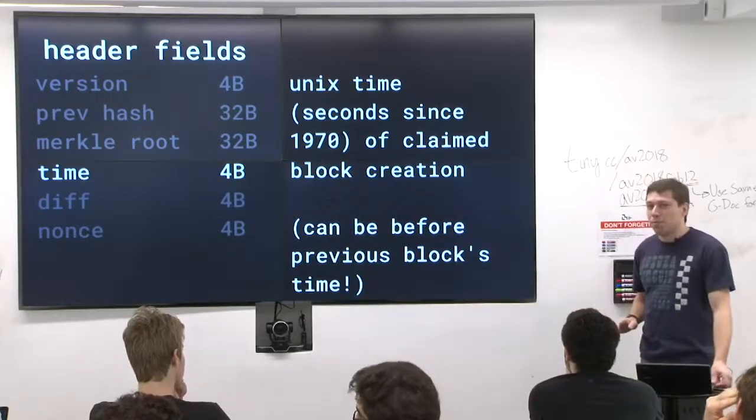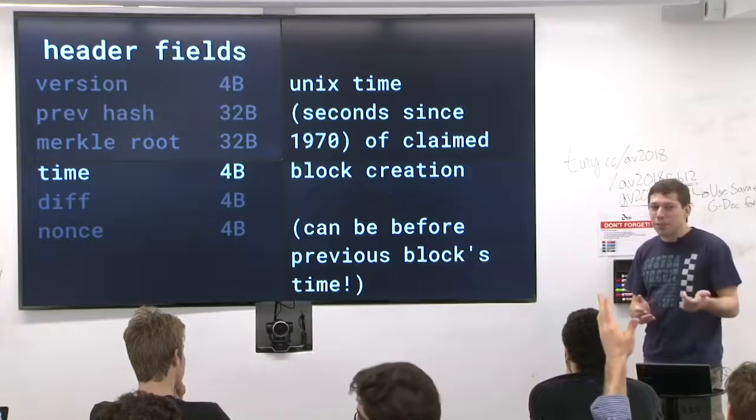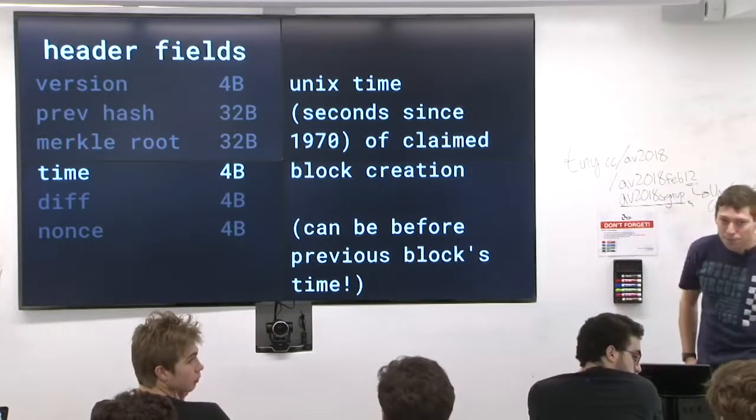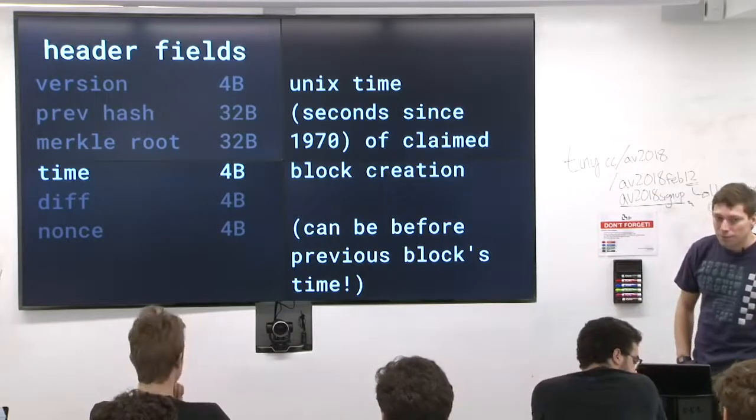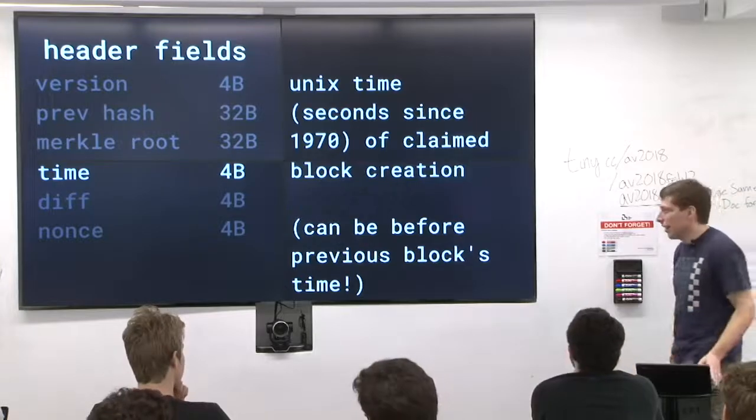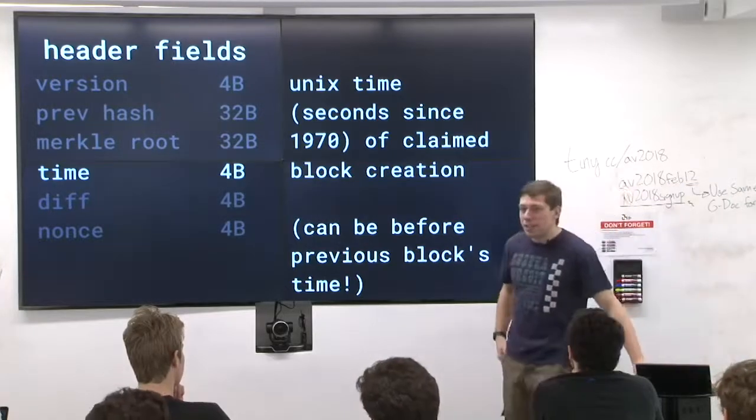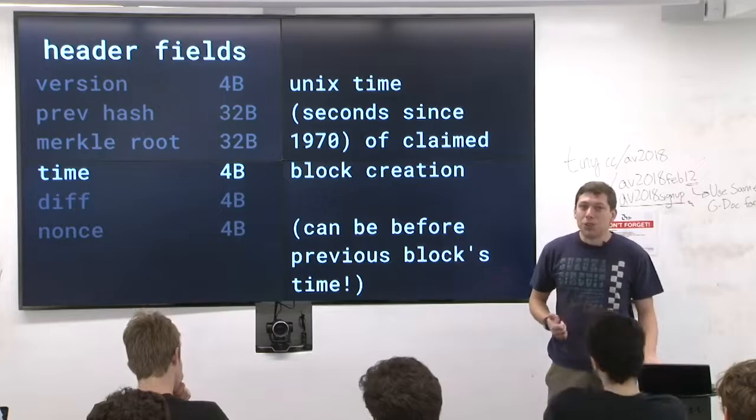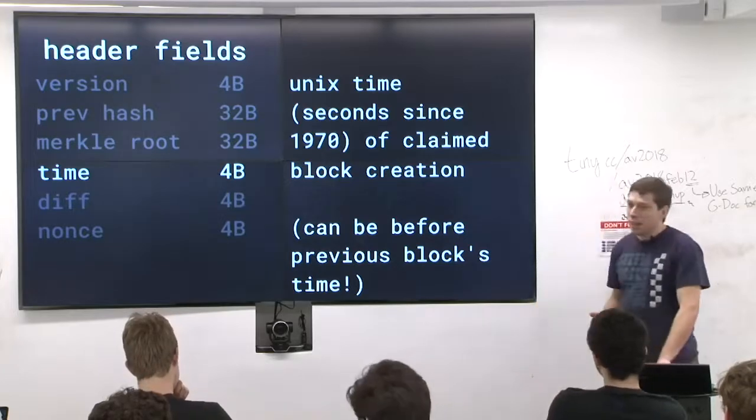Does anyone, maybe if you know, yeah. I mean, I don't know, but does it play into the difficulty of the mine, does it? Yes. Yeah. So the main reason for time here is to adjust the difficulty.